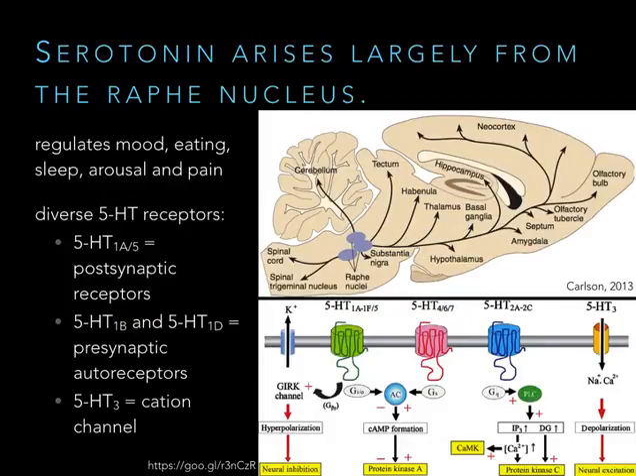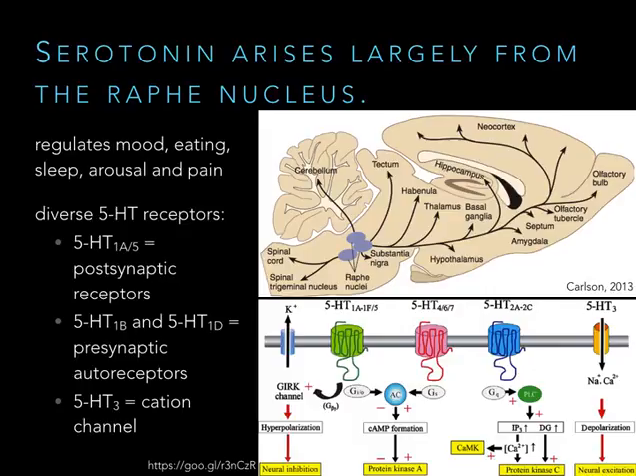Serotonin, much like the other monoamines, is going to be created in our brainstem and midbrain, and then sent throughout our central nervous system. So the raphe nucleus is what's going to generate serotonin in this case. And then it's going to project to essentially all parts of the brain to regulate our mood, eating, sleep, arousal, and pain.